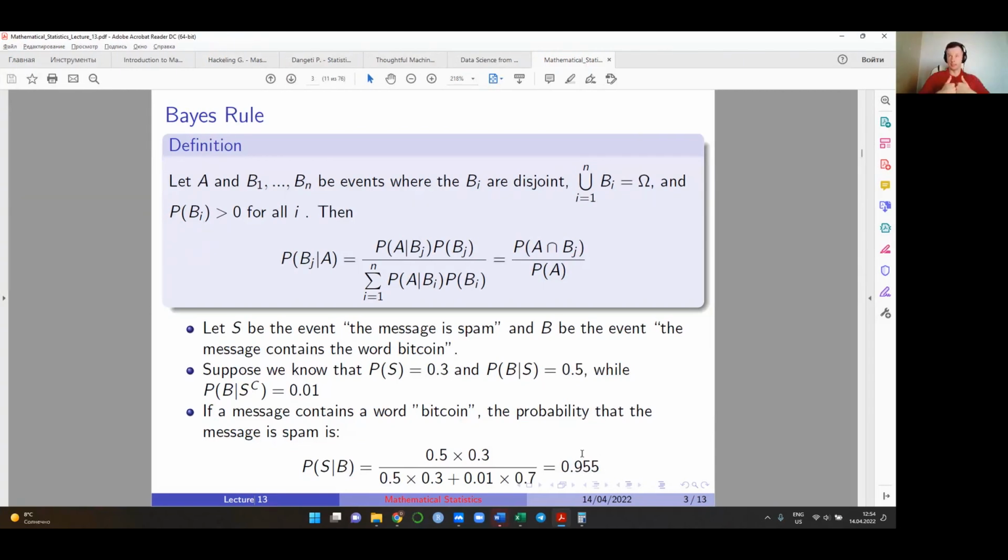So this is the idea. Before having some information about your object, your belief is this. But after you receive some additional information and after you know something special, how likely this additional information is to be received under one or the other condition, you update your belief. Before you would say, well, this is not very likely that this email is spam, because 0.3 is not a large probability. But now you say, well, it's almost 100% that this email is spam, like 95.5%, because it contains the word Bitcoin.